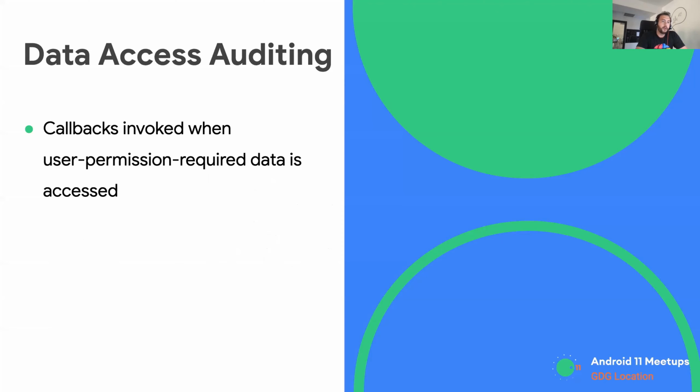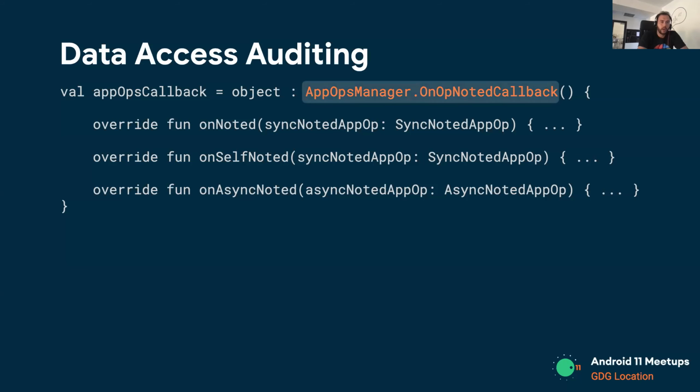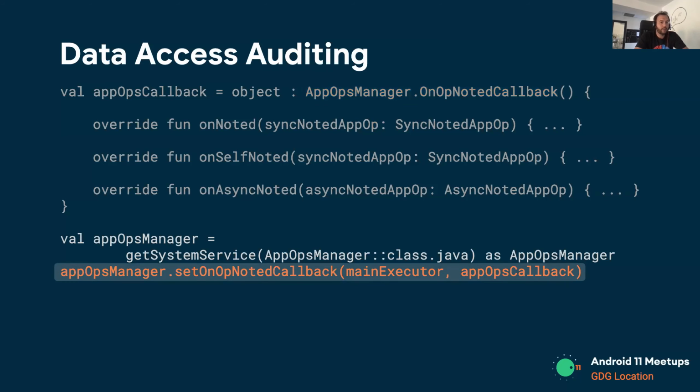From our perspective, we can create a callback that gets invoked every time someone requests some private data that should be allowed by the user. Technically, this happens simply by implementing this on-op-noted callback and registering it with the system. After that, Android will call those methods every time some private data gets accessed, such as camera, storage, location, and so on. It's a really nice way to audit what kind of private data gets accessed and how.